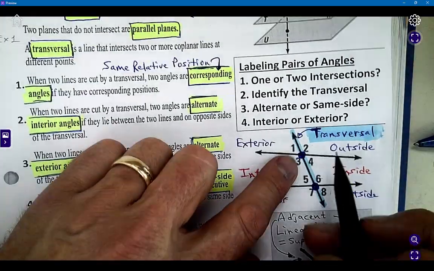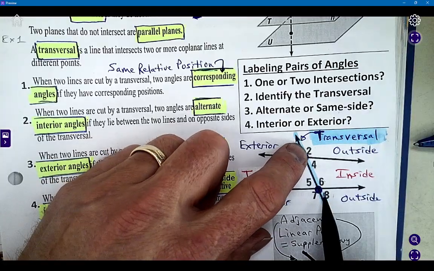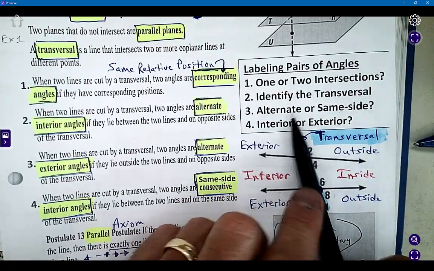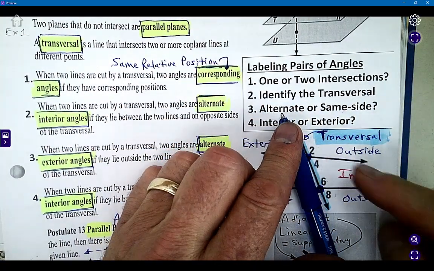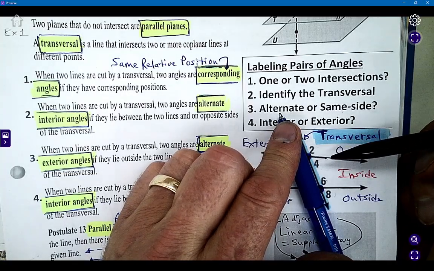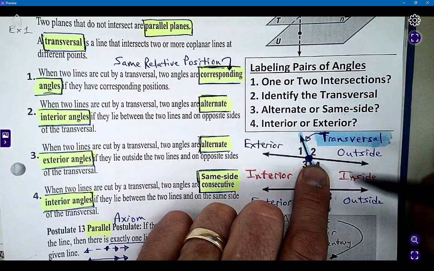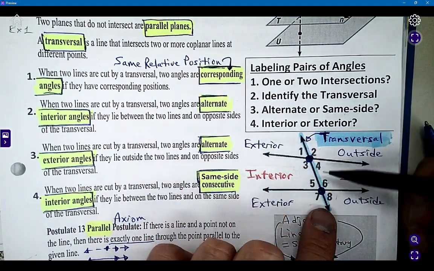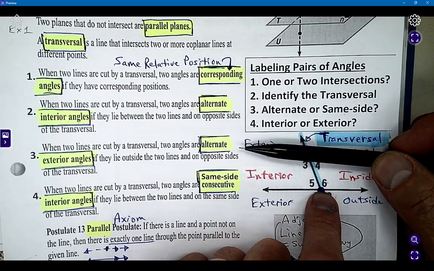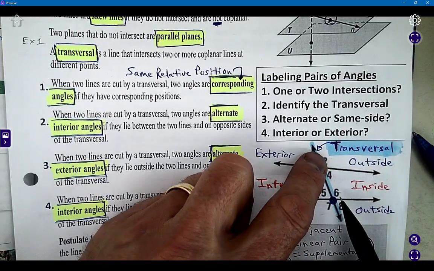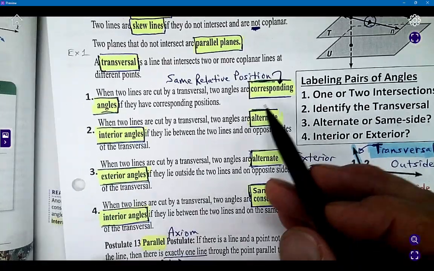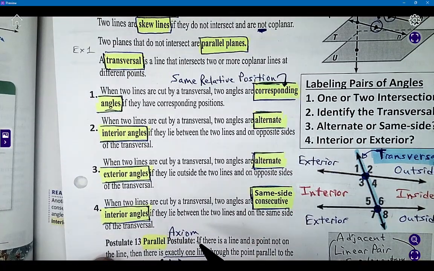But let's go back to that pair we started with. How about angles 2 and 6? What's up with that? They're both on the right side of the transversal. So angles 2 and 6 are same side. But angle 2 is exterior, and angle 6 is interior. It's inside of these walls here. So do we have a same side interior exterior? And the answer is no. That's not one of our relationships.